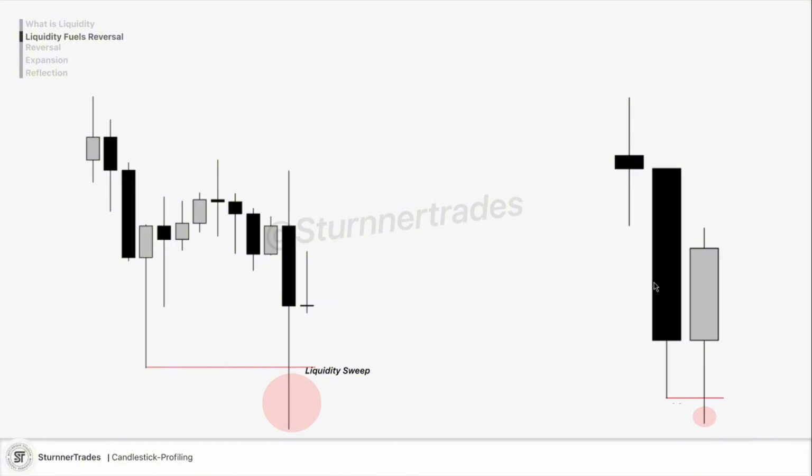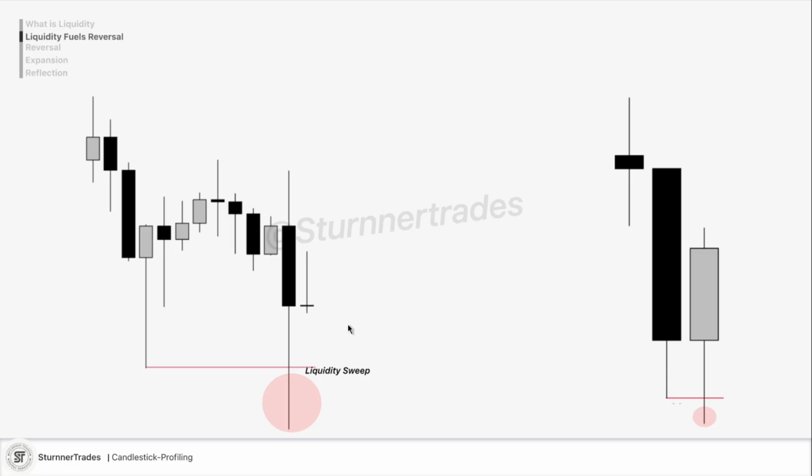And think about time frame alignment. If the left side is a 1 hour chart, the right side would be the daily. And if the left side is a 15-minute chart, then the right is likely a 4 hour structure. Price is fractal. The same behavior plays out on every time frame.